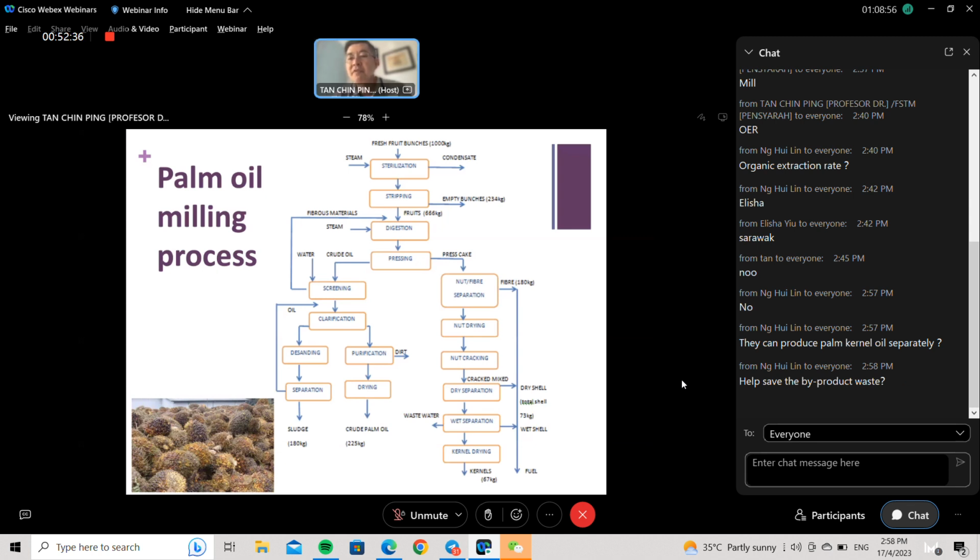Help save the byproduct waste. We can also squeeze it out together so there will be no waste, right? We squeeze the kernel oil out of it and mix it with palm crude oil. Why can industry not accept this particular practice? They must have an additional line to handle kernel. Or go back to the compositions of fats and oil.